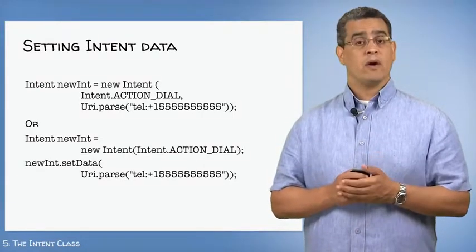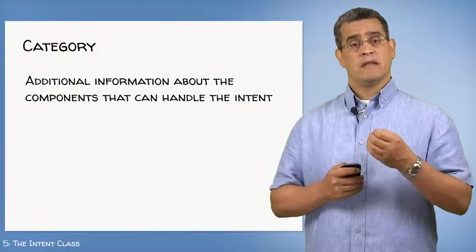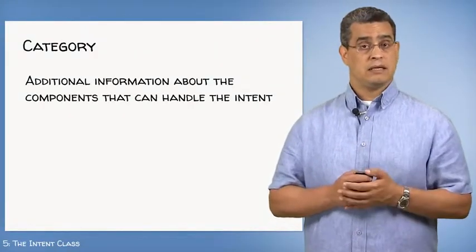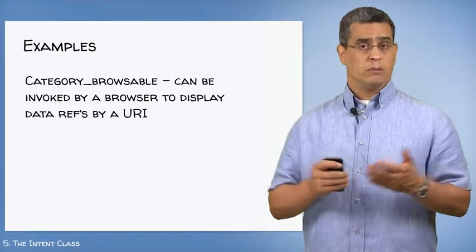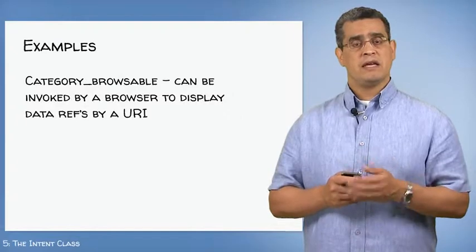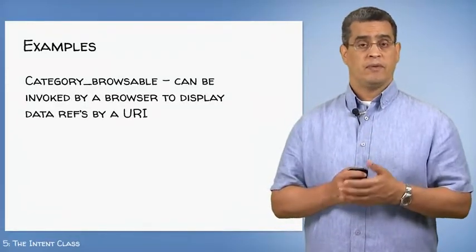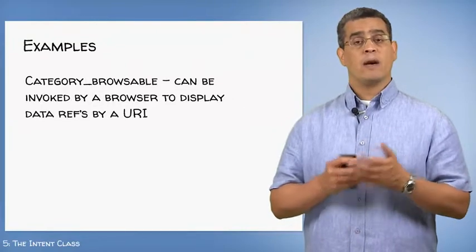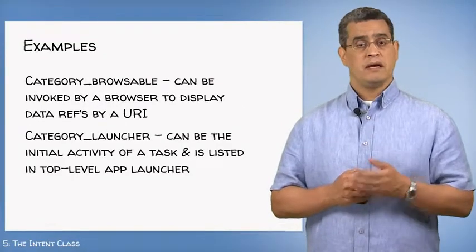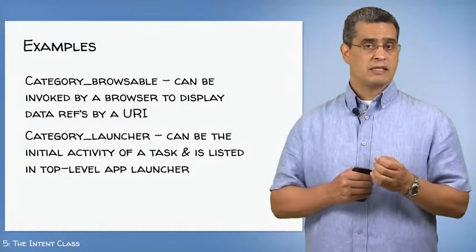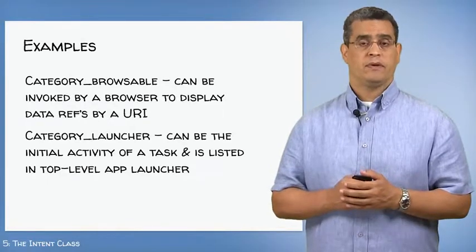The intent category represents additional information about the kinds of components that can handle or should handle this intent. Some examples include CATEGORY_BROWSABLE, which means that the activity can be invoked by a browser via a URI link. Another example is CATEGORY_LAUNCHER, which means that the target activity can be the initial activity of a task and is listed in the top-level application launcher.